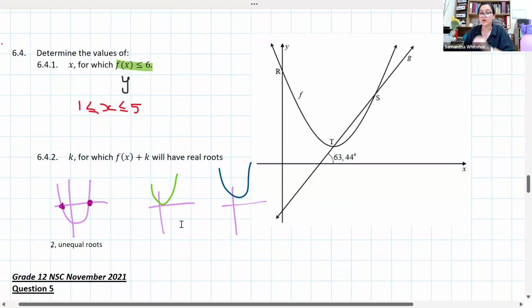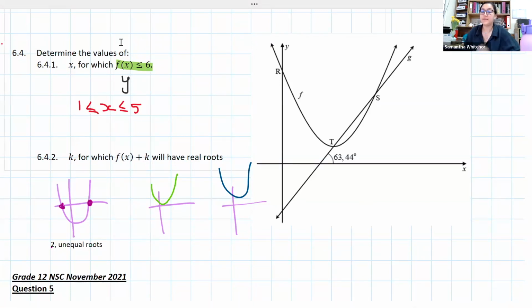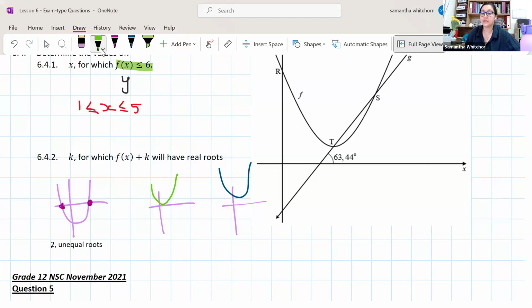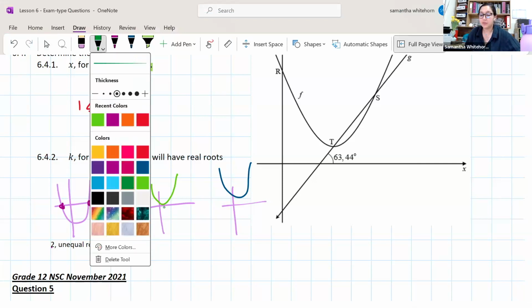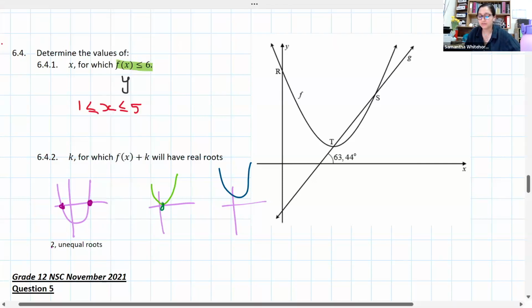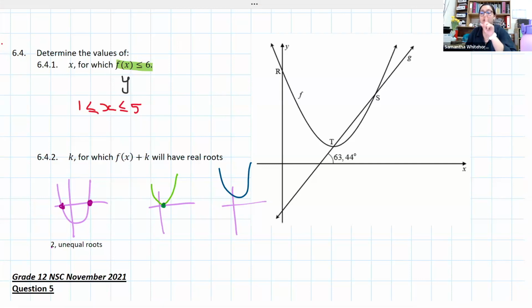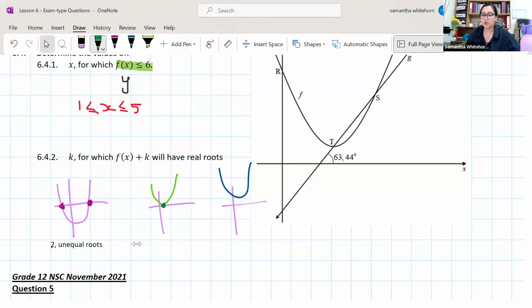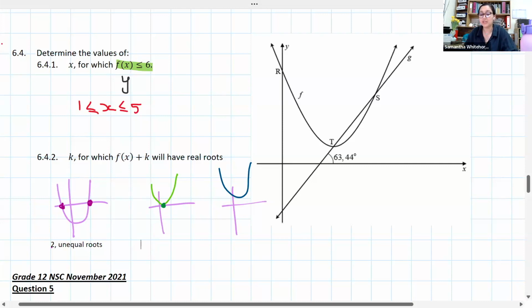This next scenario, hopefully what you can see here is that it's cutting my x-axis, but the turning point is actually what is on my x-axis. So it actually only cuts my x-axis once. Technically, if you found the x-intercept, you would still get two solutions, but the solutions would be the same, right? So this is a situation where I've got two equal roots. So two roots, but they just happen to be the same.